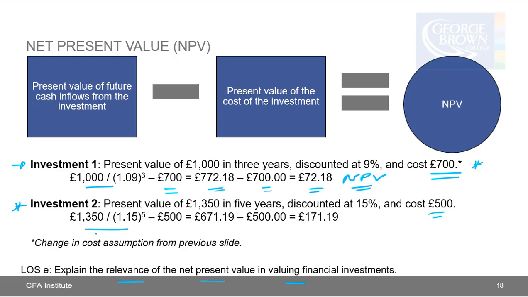Investment number 2, we're keeping the initial outlay at the same £500, so you can see the net present value is the present value of the future cash flows, which is £1,350 5 years from now, using this higher discount rate of 15%, which gave us a present value of the future cash flows, 671.19. Subtract the initial outlay, and we've got a net present value of £171.19. And the rule is we're always going to choose the investment that has the higher net present value. Because investment number 2 has the higher net present value, we would select it in this case.